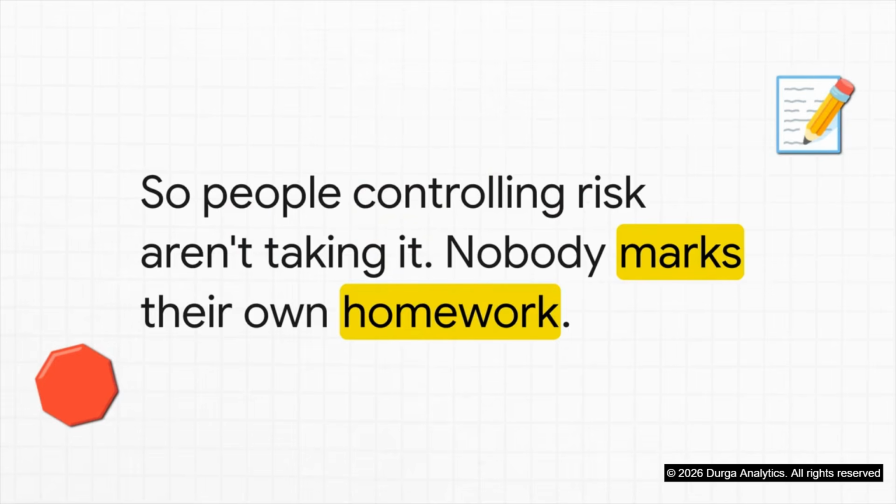Well, the answer comes down to pure system integrity. The people controlling the risk simply cannot be the same people taking the risk and earning their bonuses based on those profits. It's the oldest rule in the book: nobody marks their own homework.